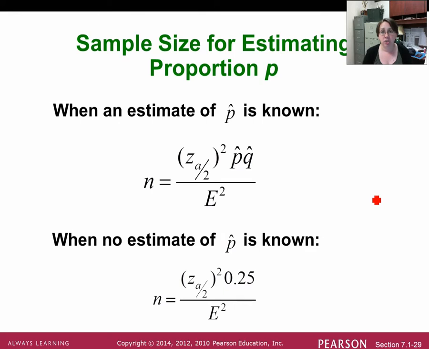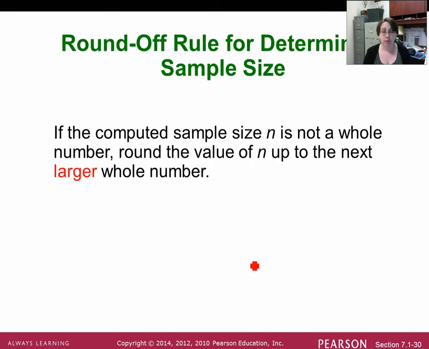So now there are 2 situations that could happen. P hat, well, that's based on your sample. There are going to be times where you have a p hat. Maybe it's a starting point. They did a small sample and they want you to use that p hat value to determine how big of a sample you really need. Or there might be times where you aren't given a p hat at all. If you're not given a p hat at all, you're going to be using 0.25 to replace p hat times q hat. If you don't have p hat or q hat, we're going to use 0.25 to replace both of them together. That's the only difference between these 2 formulas.